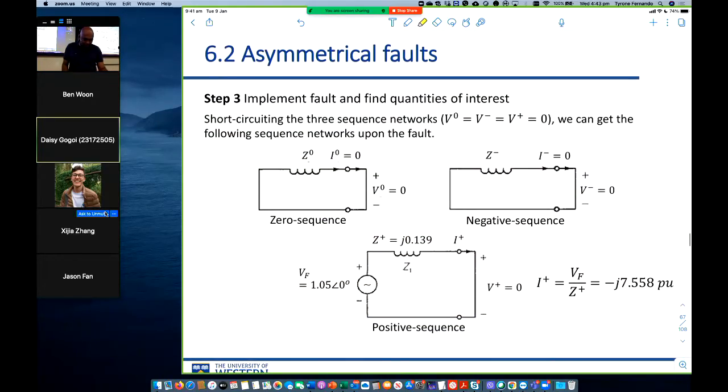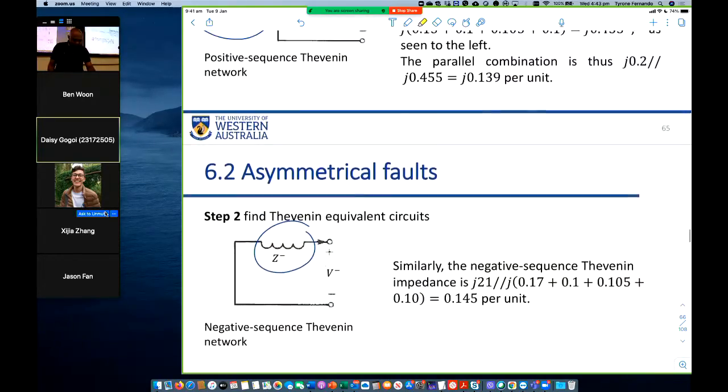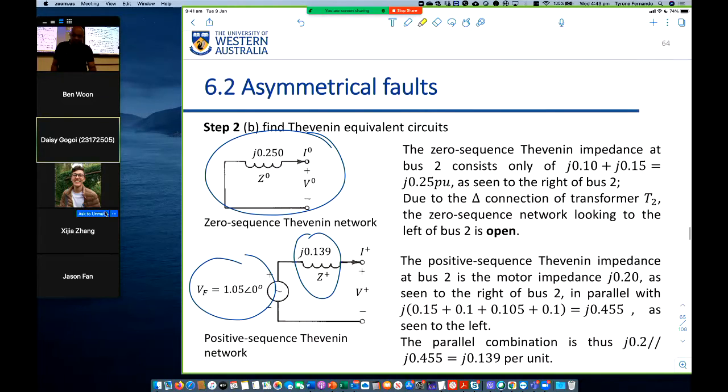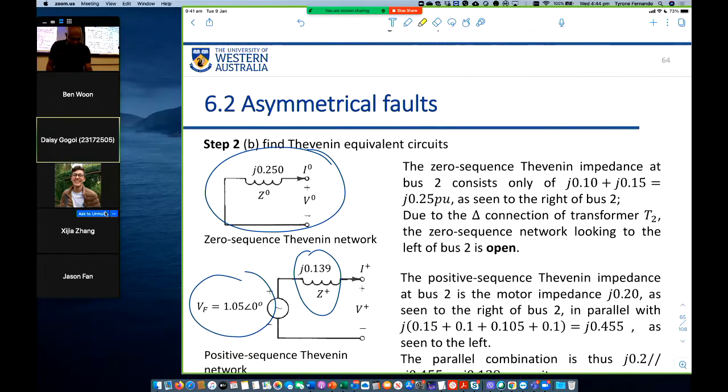So here it is. We have three circuits. For the zero sequence circuit, we take the Thevenin equivalent at the bus where the fault is going to occur. We find the Thevenin impedance, and that is the Thevenin circuit. This is the Thevenin impedance and that's the Thevenin circuit.